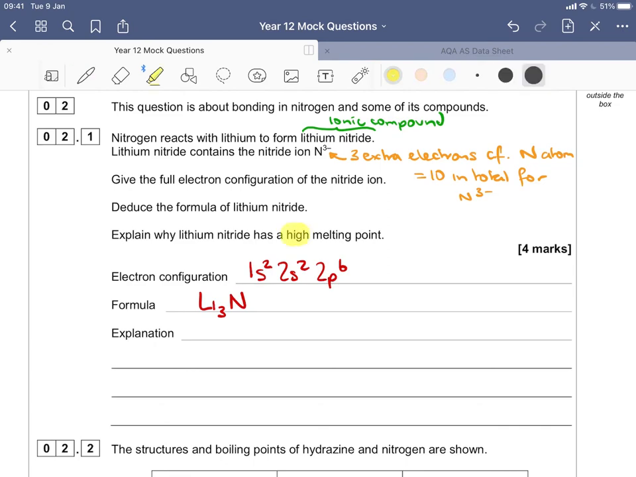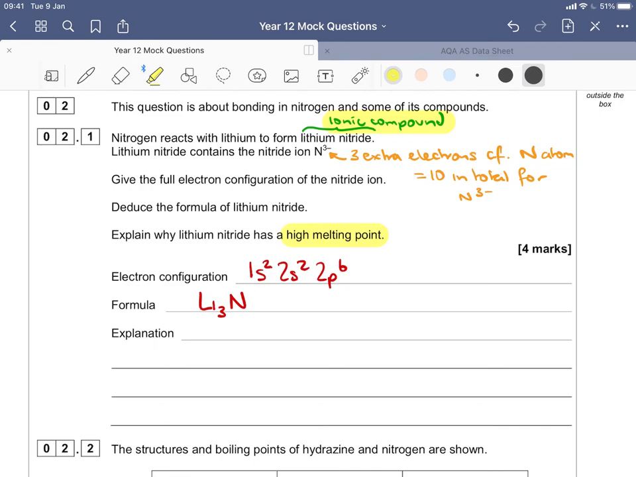And then the question asks us, explain why lithium nitride has a high melting point. And this is about thinking about, again, this is a GCSE question, essentially. Why is it that ionic compounds have high melting points? Why is it that ionic compounds are solids at room temperature? Because in a sense, the state of matter at room temperature is, in effect, an indication of the forces of attraction that have to be broken or overcome for something to change state.